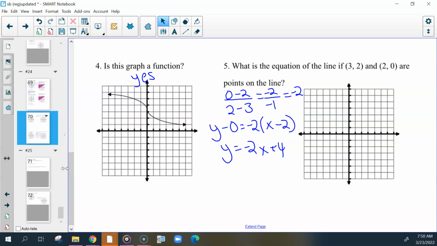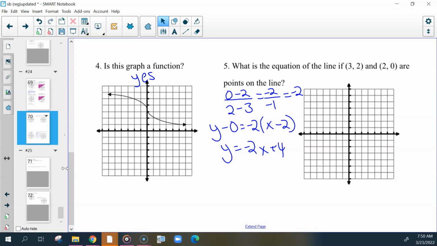For the back, number 4 is asking, is this graph a function? If you draw a vertical line anywhere through that, it would not touch more than one place. So yes, it is.